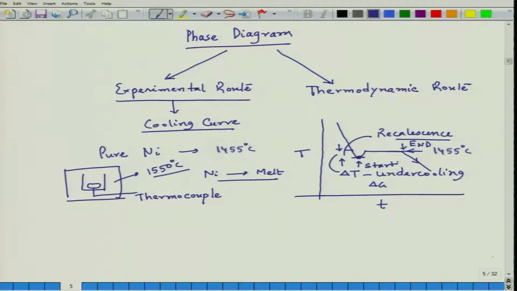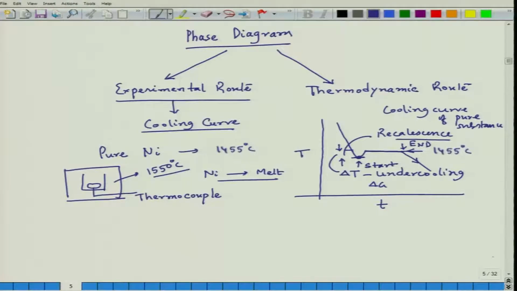But actually it is happening, if we see this particular plateau, this is happening at around 1455 degrees Celsius. So, this is a kind of cooling curve, we call it a cooling curve of pure metal, pure substance.